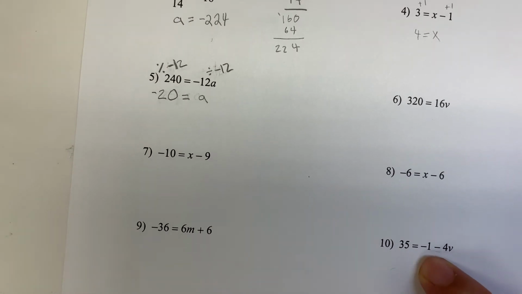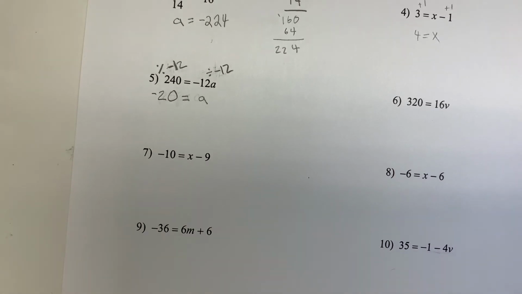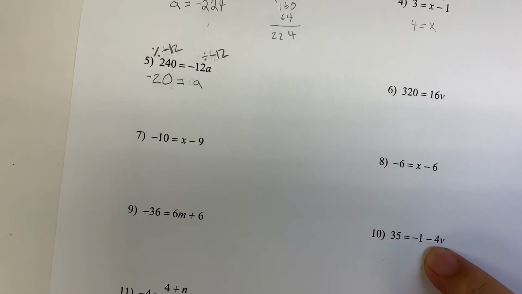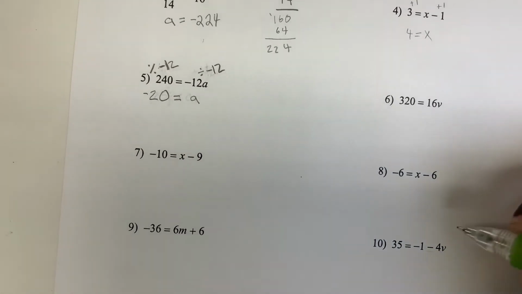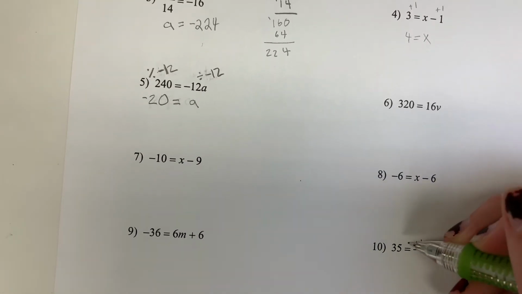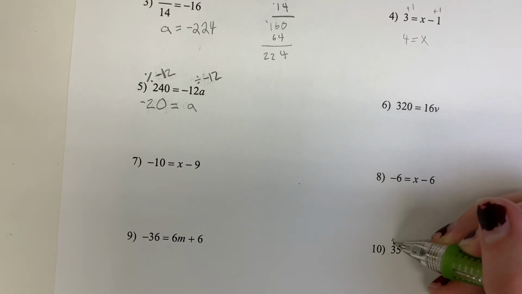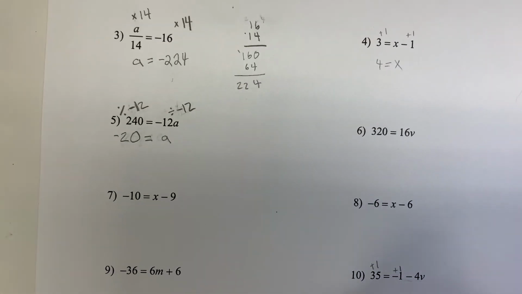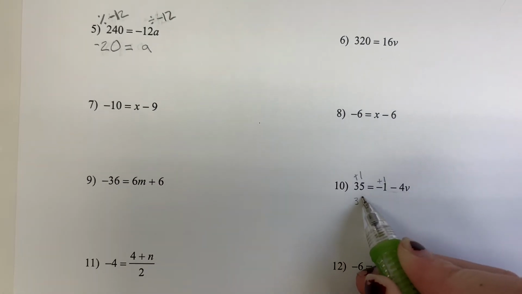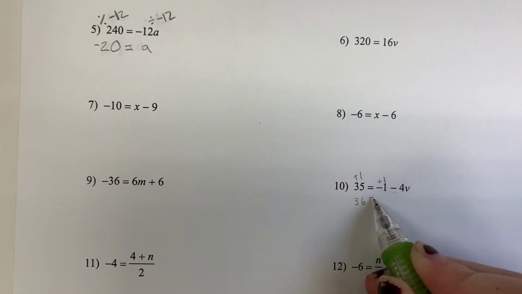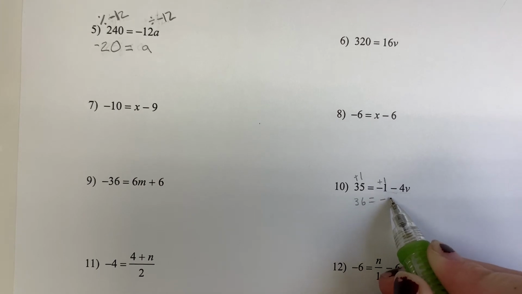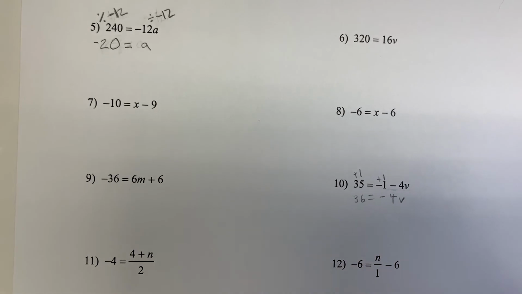Okay. You bring negative 1. How do I cancel this negative 1? Positive 1. Yeah, adding 1 to both sides. Okay, so plus 1 here and then plus 1 to 35. Yeah? Okay. Then what do you have on the left side? 36. You have 36 equals negative 4V, yeah? And then what happened now?